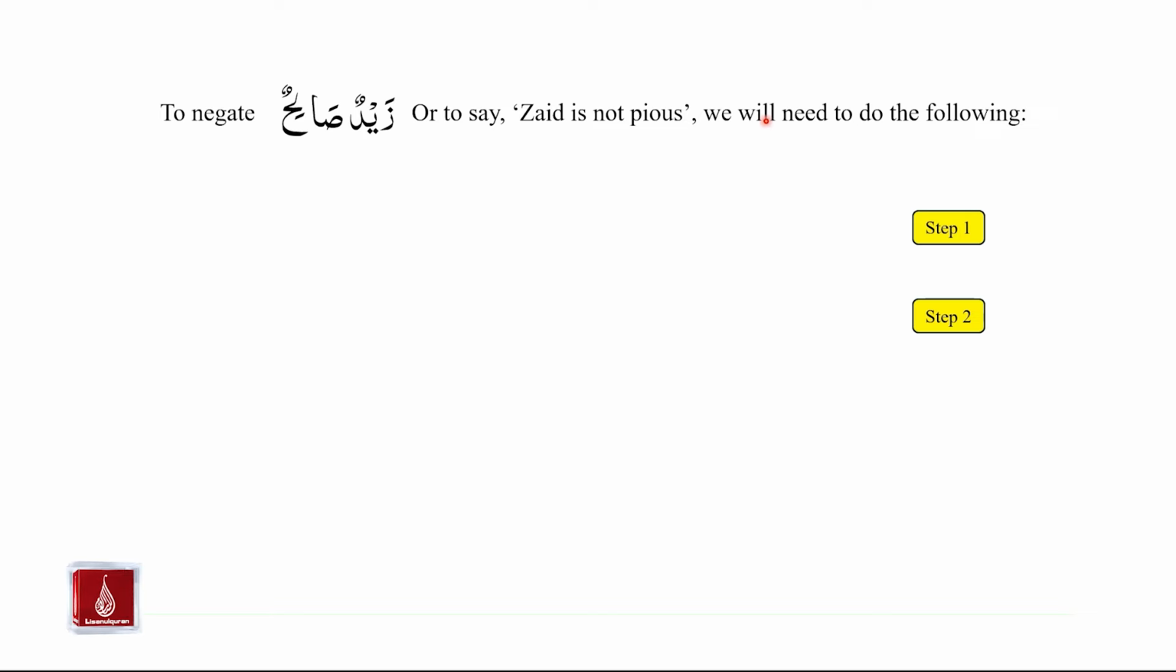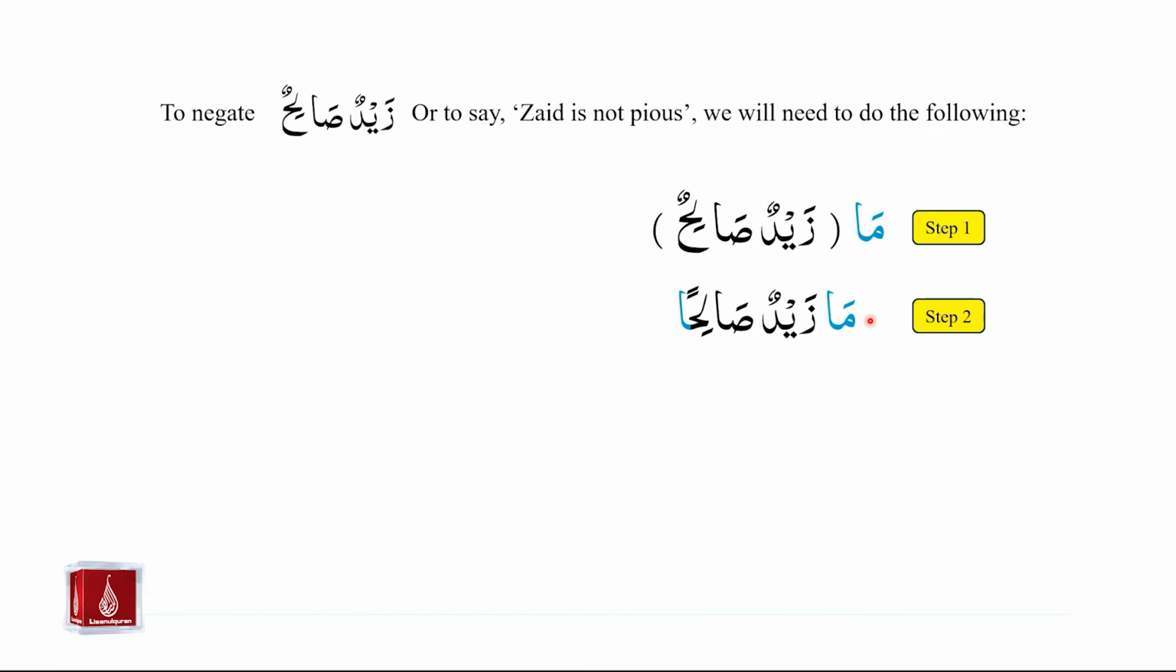In the first step, we will take Zaidun Salihun, which is a positive Jumla Ismiya, and we will introduce ma at the beginning of Zaidun Salihun. So we will take the positive Jumla Ismiya Zaidun Salihun, put imaginary brackets around it, and introduce ma at the beginning of Zaidun Salihun. In the next step, we will keep ma where it is. We will keep Zaidun the way it is. And for Salihun, we will convert it into Salihan.